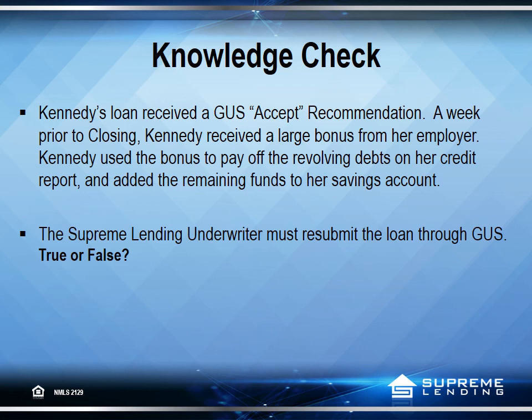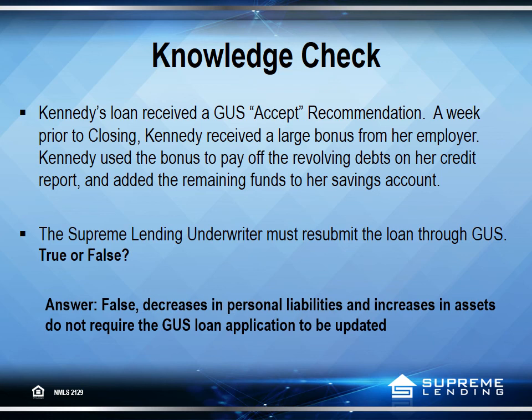It's time for our final knowledge check. Kennedy's loan received a GUS Accept recommendation. A week prior to closing, Kennedy received a large bonus from her employer. Kennedy used the bonus to pay off the revolving debts on her credit report and added the remaining funds to her savings account. The Supreme Lending Underwriter must resubmit the loan through GUS. True or false? The correct answer is false. Decreases in personal liabilities and increases in assets do not require the GUS loan application to be updated.